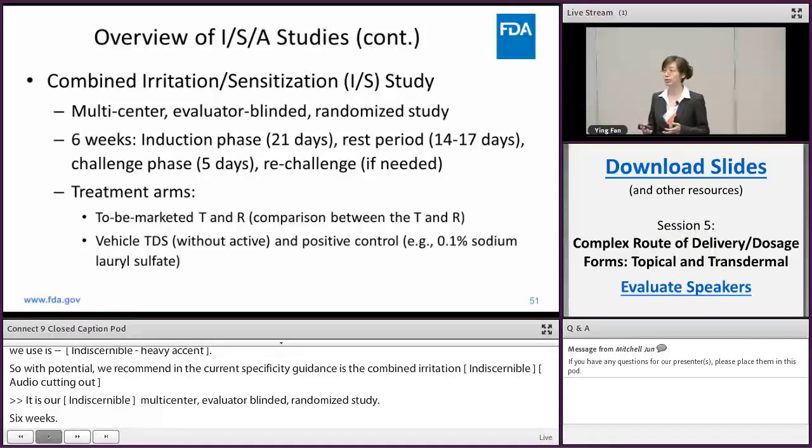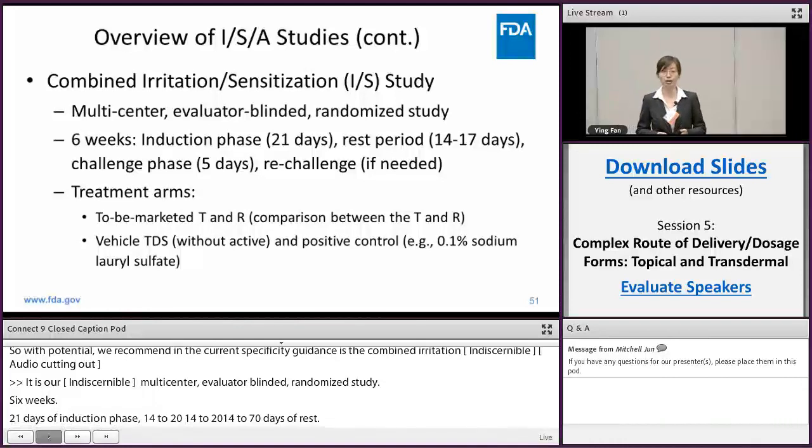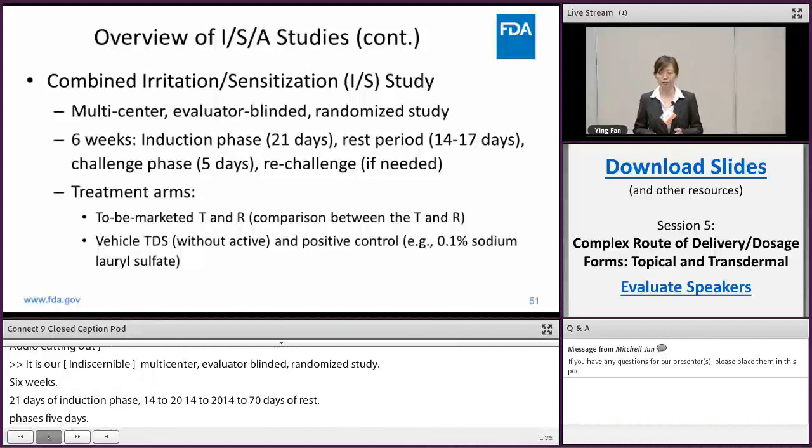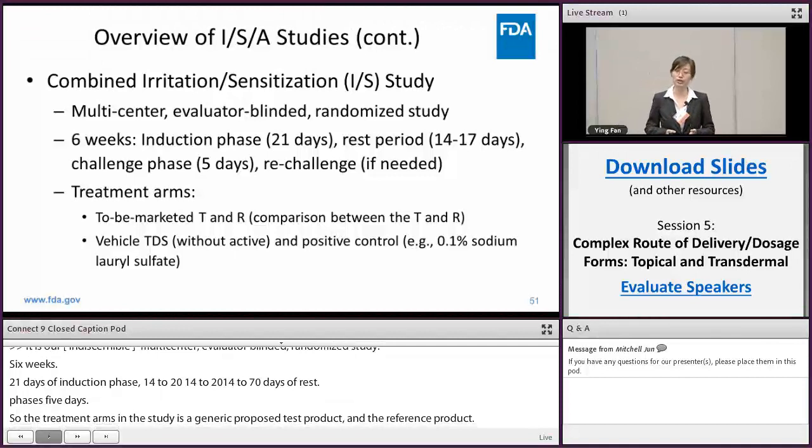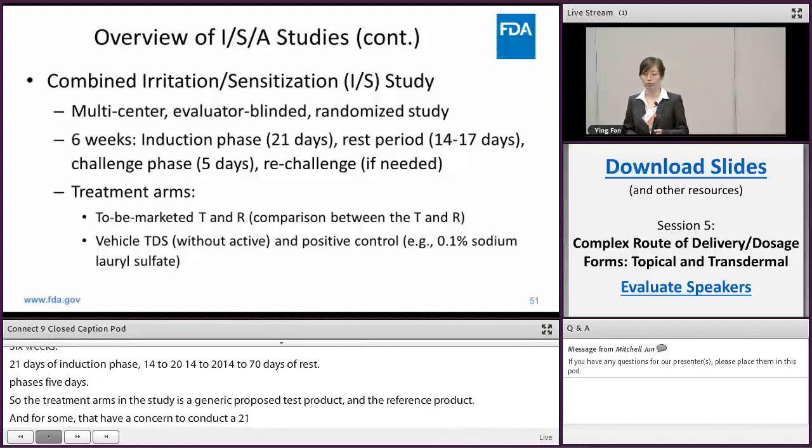The treatment arms in this study are the to-be-marketed generic proposed test product and the reference drug product. And for some transdermal systems that have a safety concern with conducting a 21-day IS study, we recommend that you can also use the vehicle TDS without the active component, and also the positive control, which is usually 0.1% sodium lauryl sulfate.